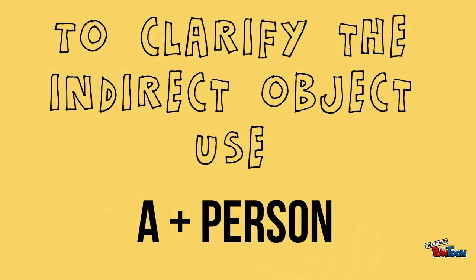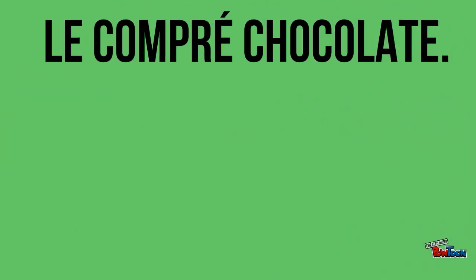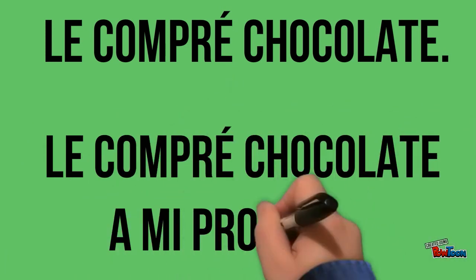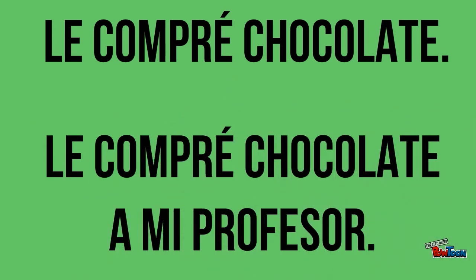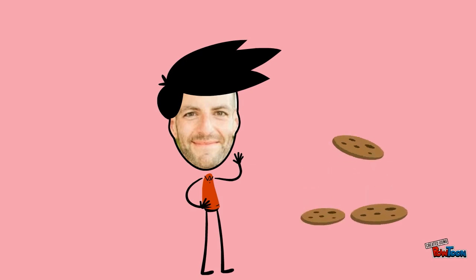For example, le compré chocolate. We can see that I did the action of buying based on the yo form of the verb compré. I bought chocolate. But for whom did I buy it? For him? For my sister? Let's clear that up a bit. Le compré chocolate a mi profesor. Now it's clear that the le refers to mi profesor, or my teacher.